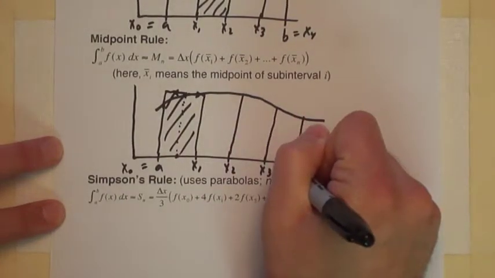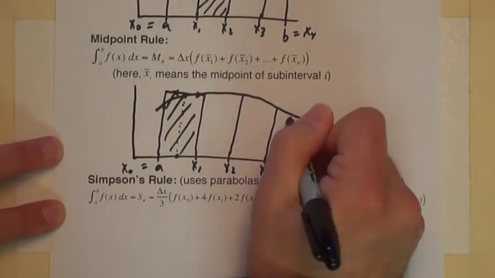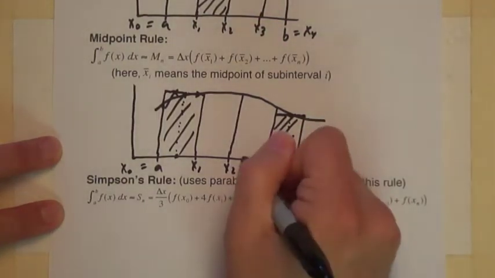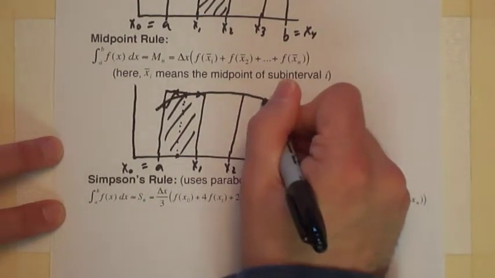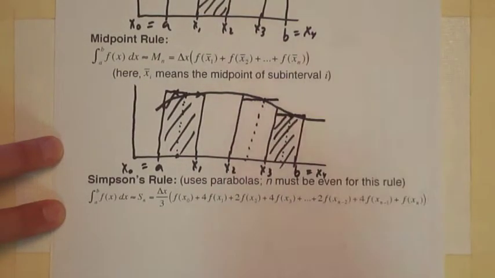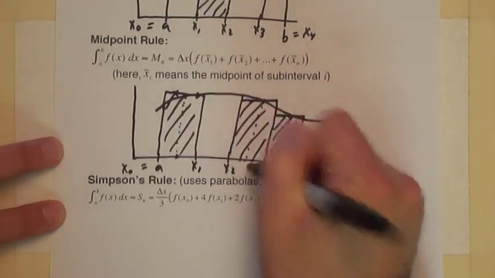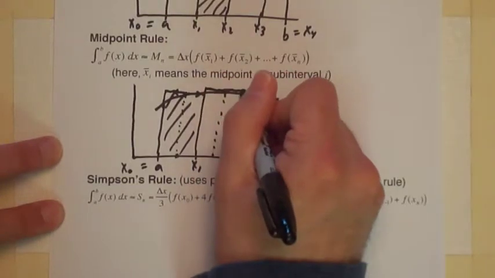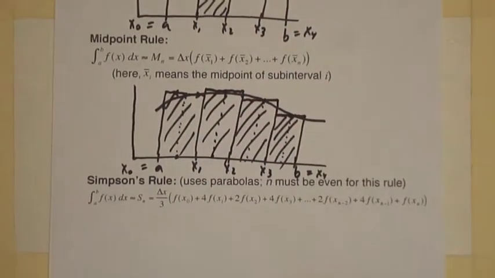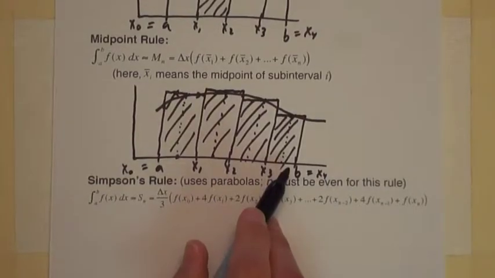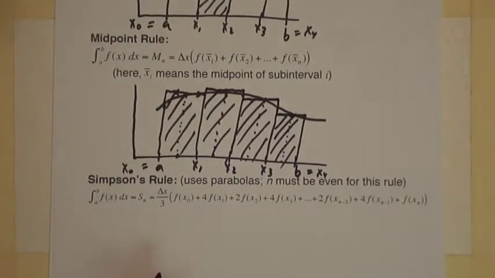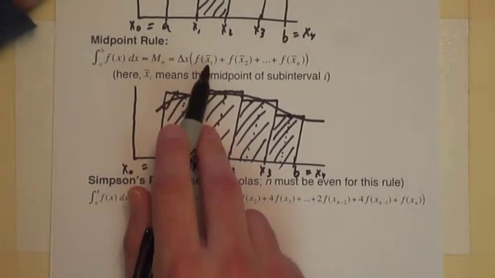So it'll be more clear on this one. We'll go to the midpoint and then go to the left and the right to make a rectangle. Here we'll go to the midpoint and then go to the left and to the right and complete the rectangle. That's the midpoint rule, and you can convince yourself that this is the proper formula for the midpoint rule, where putting a bar over xi means the midpoint of that subinterval.